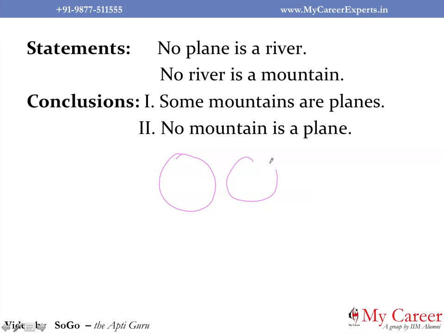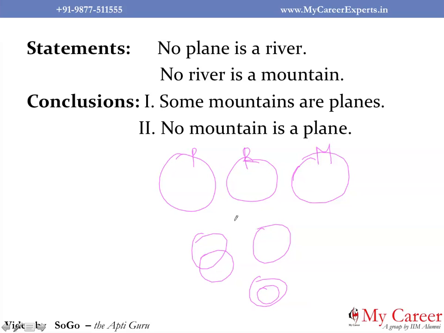So we have no plain as river. We have no river as mountain. So again, river and mountain don't have any relation. River and plain don't have any relation. Plain and mountain may have a relation, may not have a relation. This is one diagram, this is another diagram, and this can be a third diagram. So all three are different possibilities of river with plain and mountain.